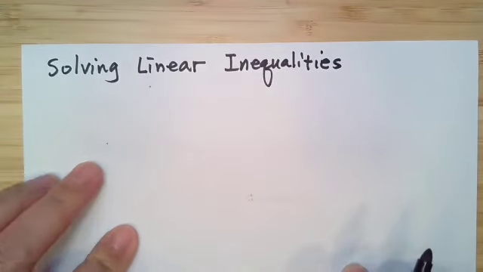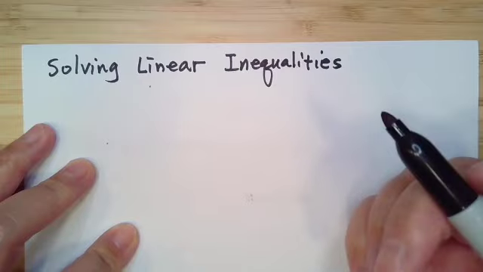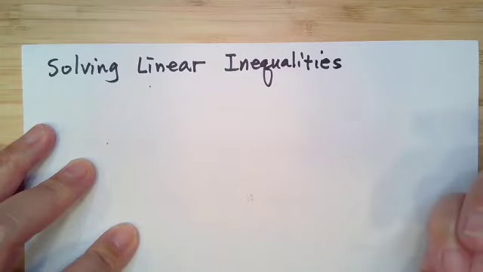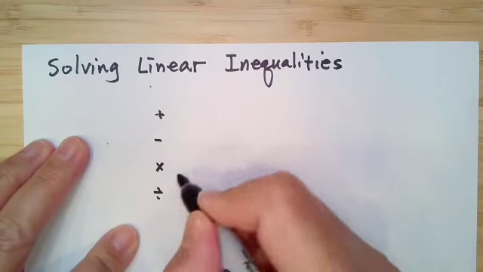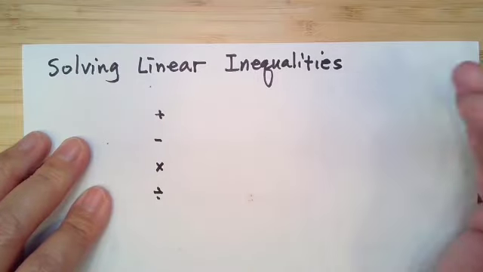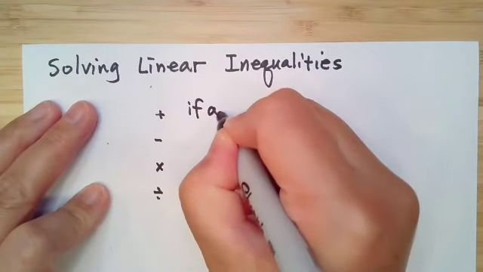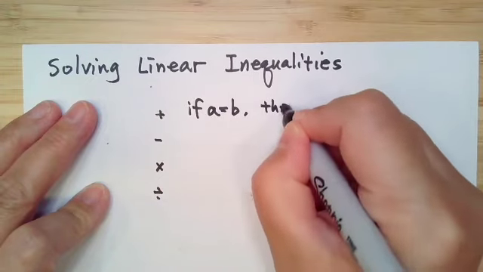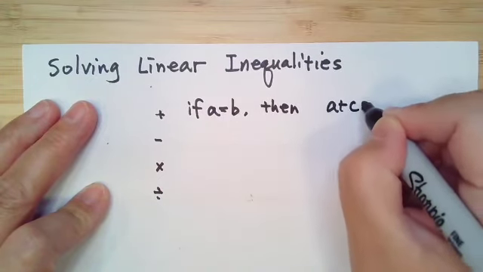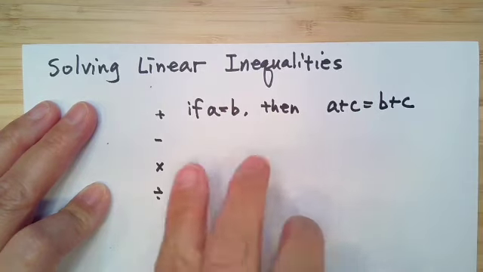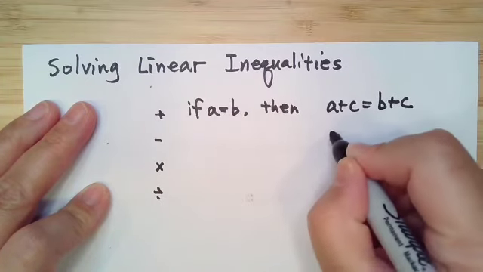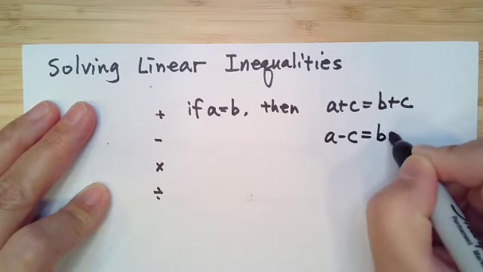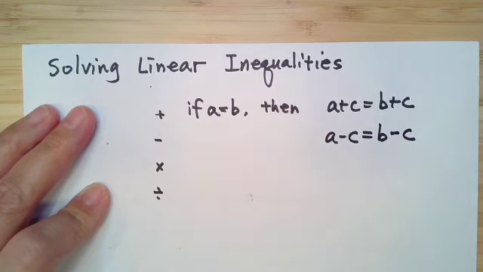All right, now let's review a little bit. What are the methods we learned to solve a linear equation? We learned plus, minus, multiplication, and division, those rules. So what we were doing is if A equals B, then A plus C equals B plus C. So on both sides of the equation, you can just add the same amount, or the same thing. A minus C equals B minus C, right?